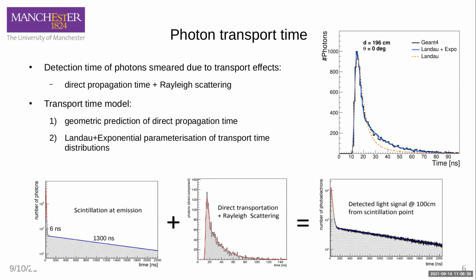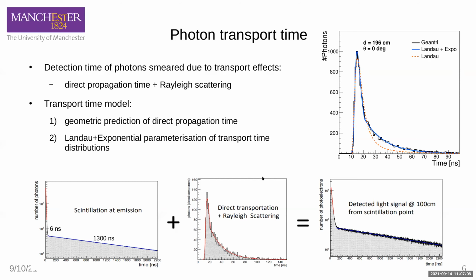And the detection time, or arrival time, of these photons can be significantly smeared out due to transport effects, both due to the direct propagation time of the light, if you have photodetectors located at different distances, and also due to the more complex paths photons can take if they undergo Rayleigh scattering. This is illustrated across the bottom here, where the left panel shows the distribution in time at the point of emission with the characteristic singlet and triplet components of liquid argon scintillation.